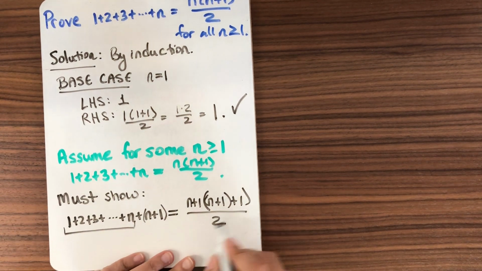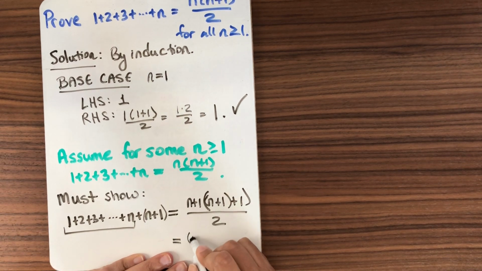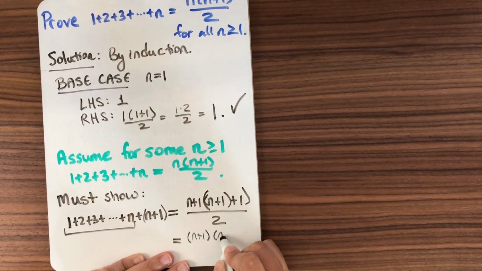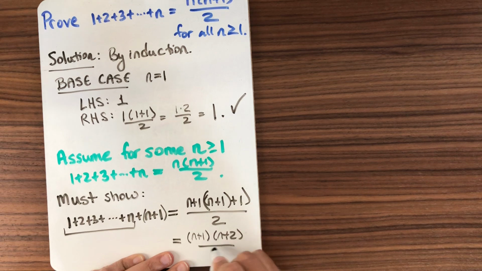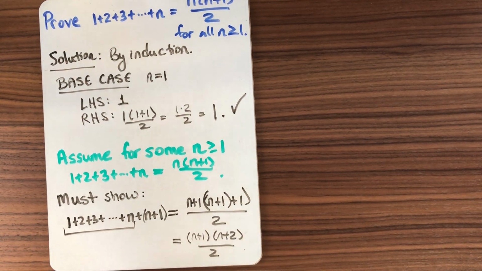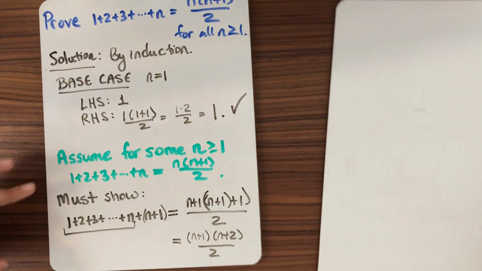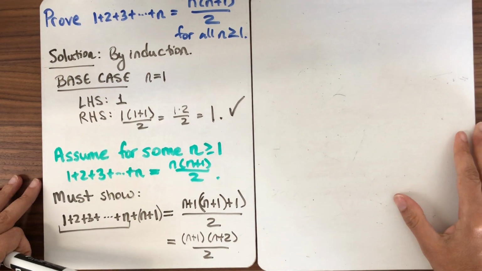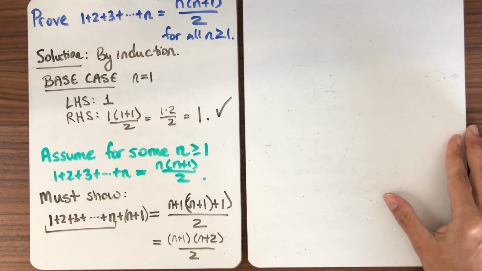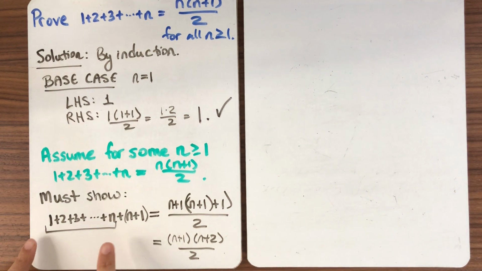And what's this side over here? This is equal to n plus 1 times n plus 2 over 2. And yes, you could have just written that down first. Okay, but this is what we're trying to prove. We need to show this, and we get to assume this bit that's in green. So I'm going to start with the left-hand side, and I'm going to deduce the right-hand side.